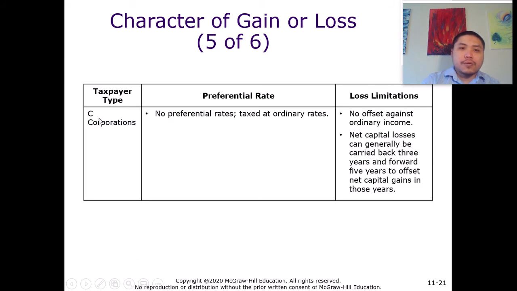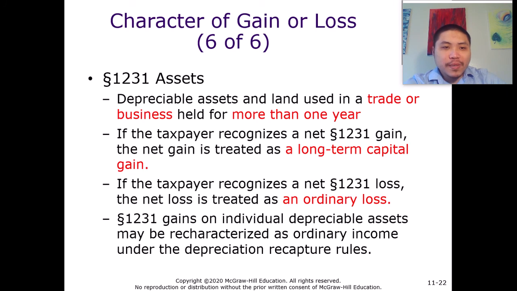All right, so I just want to give you a brief introduction of the characteristics. We already know about individuals, but I just want to introduce you to the C corporation, how they treat capital loss and capital gain. All right, so what about Section 1231 assets? This one is a new concept. We haven't talked about this before.